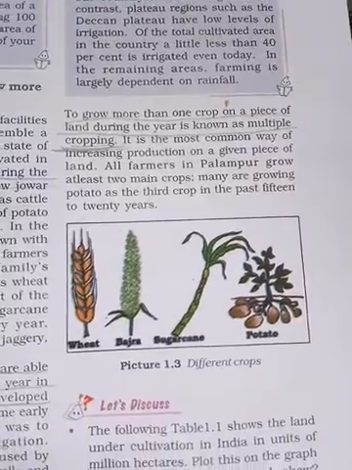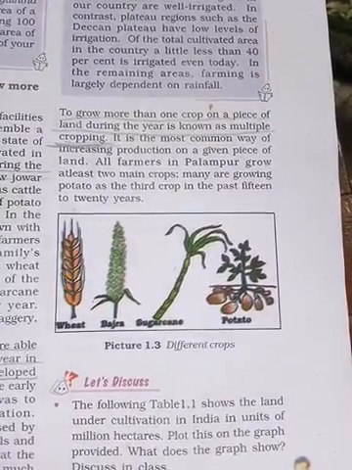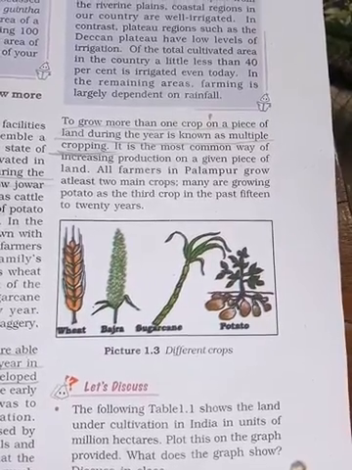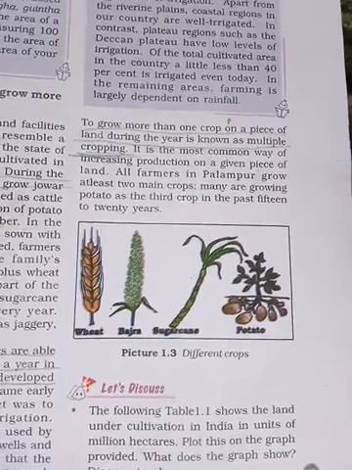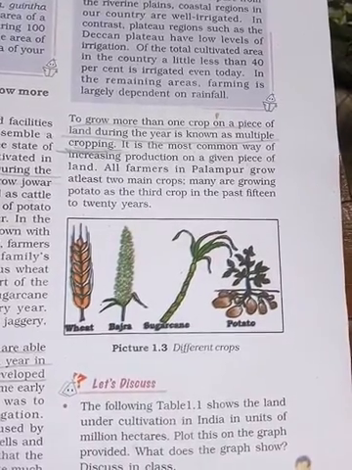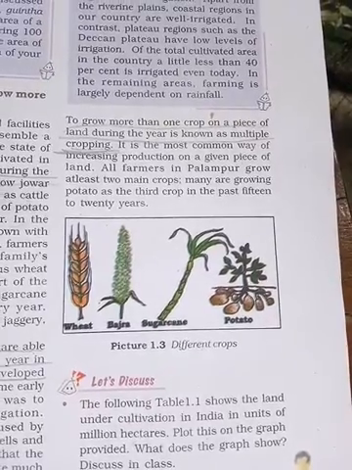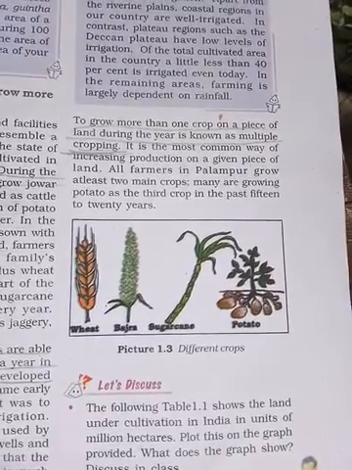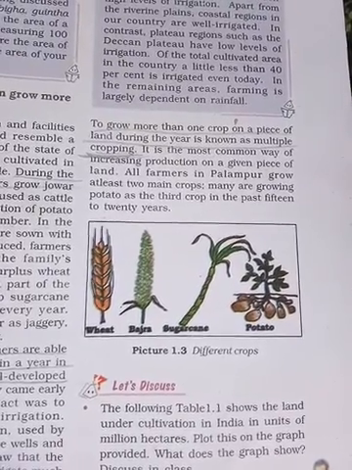To grow more than one crop on a piece of land during the year is known as multiple cropping. That type of growing, in one year they used to grow three crops. That means in different seasons, that is called multiple cropping. That means they never wasted land in any season. Why? Because they used to get water.